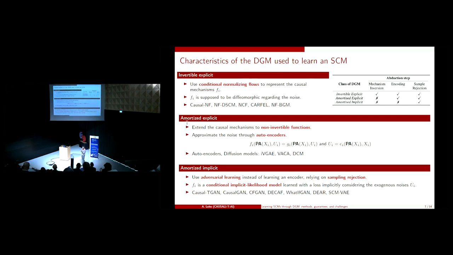And amortized implicit says: instead of trying to learn an autoencoder, let's use adversarial networks to encode the noise. In this case, you need to rely on sample rejection, and in the mechanism here you just bear the conditional implicit likelihood of the loss. There are different types of methods. In the last one, instead of learning, you only use sample rejection, and there is no guarantee that you will be able to answer all types of counterfactuals, the noise, the abduction step directly.